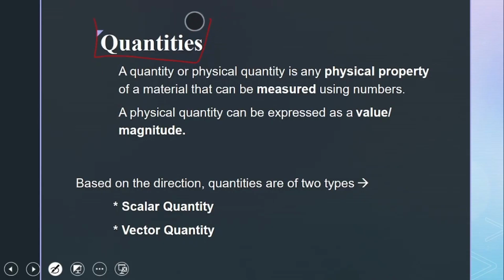Here, what is a quantity? A quantity, or we can say a physical quantity, is any physical property of a material that can be measured. So simply we can say, what we can measure is called quantity. Now, a physical quantity can be expressed as a value or magnitude. That means just a number.